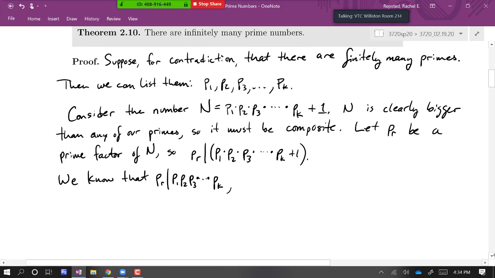So look, PR divides the product plus 1, and PR divides the product itself. So the only way that PR can divide the product itself and the product plus 1 is if PR divides 1. It's got to divide that other term if it divides the whole sum. And that's a contradiction.